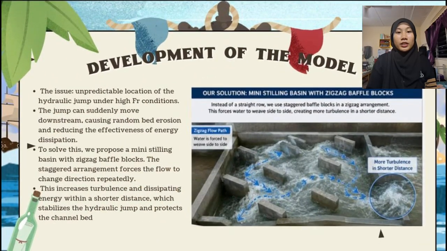One infrequently encountered issue is the unpredictable location of the hydraulic jump under high Froude number conditions. The jump can suddenly move downstream, causing random bed erosion and reducing the effectiveness of energy dissipation. To solve this, we propose a mini stilling basin with zigzag baffle blocks. The staggered arrangement forces the flow to change direction repeatedly, increasing turbulence and dissipating energy within a shorter distance, which stabilizes the hydraulic jump and protects the channel bed.